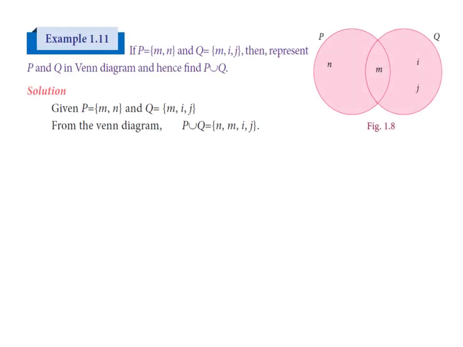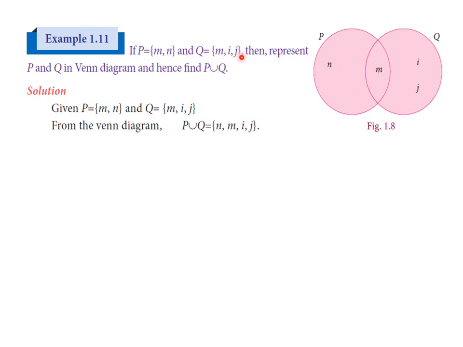Look at this example. If P is equal to {M, N} and Q is equal to {M, I, J}, then represent P and Q in a Venn diagram and hence find P union Q. First we have to represent these elements in the Venn diagram. This is P and this one is Q. P contains M, N, two elements. M is common in both P and Q, so we write it in the middle part, that is the intersection part. So P contains two elements, that is M, N.